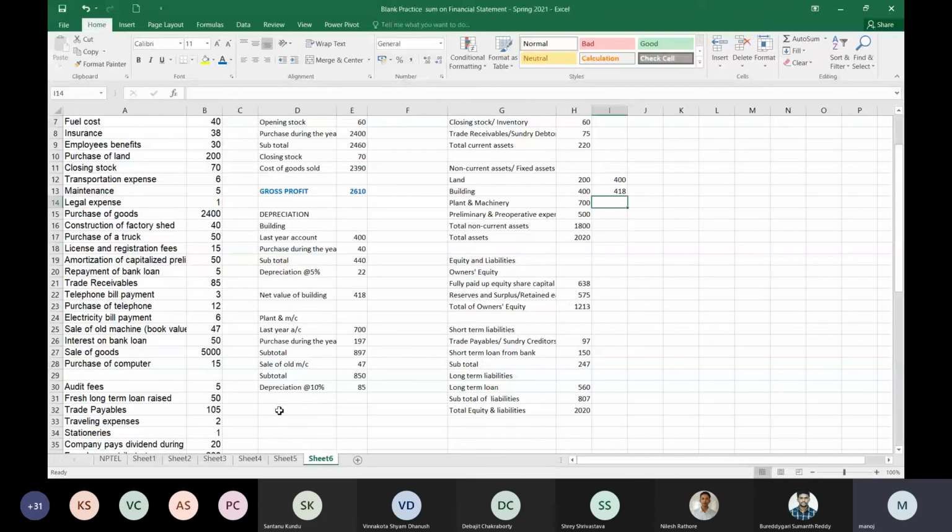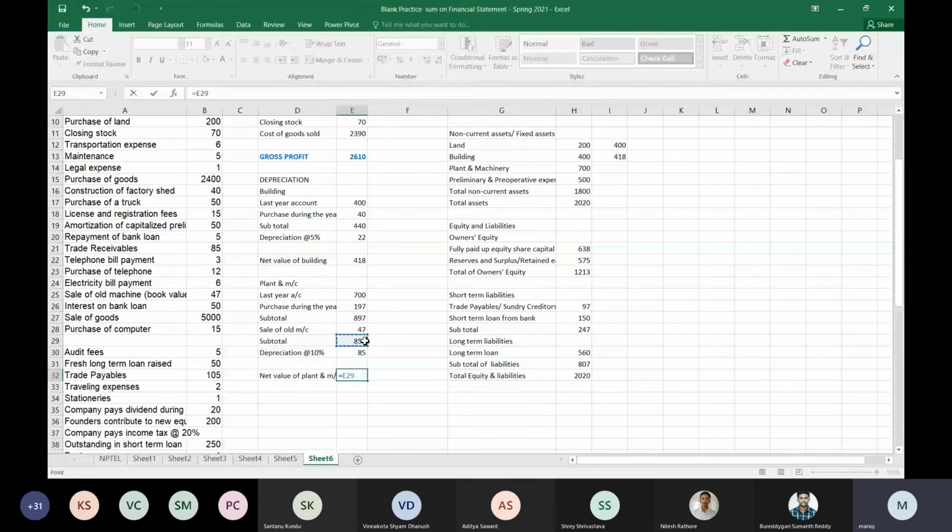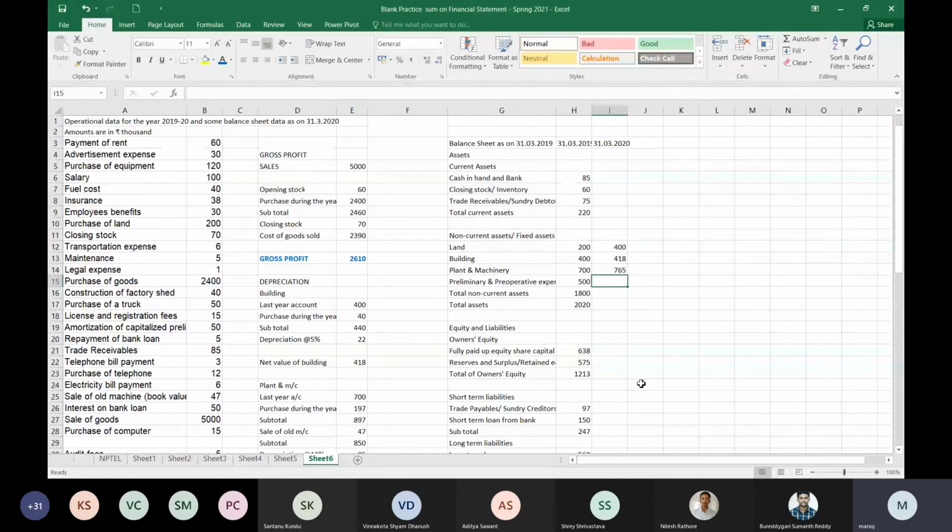Similarly here, net value or written down value of plant and machinery is equal to this minus this. So this should go there. Plant and machinery is equal to this. So I'm populating the balance sheet while I'm preparing this data. Should not be at all surprising.